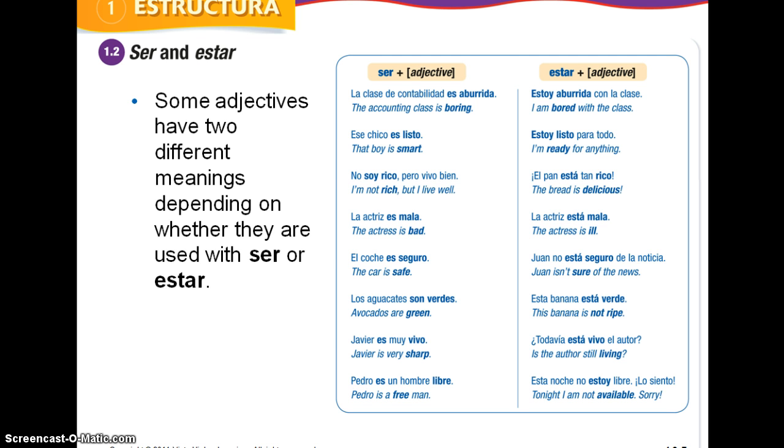No soy rico, pero vivo bien. El pan está tan rico. La actriz es mala. La actriz está mala. El coche es seguro. Juan no está seguro de la noticia. Los aguacates son verdes. Esta banana está verde. Juan es muy vivo. ¿Todavía está vivo el autor? Pedro es un hombre libre. Ay, esta noche no estoy libre. Lo siento.